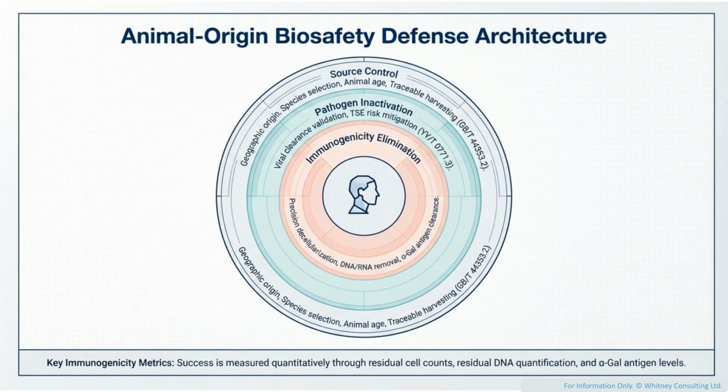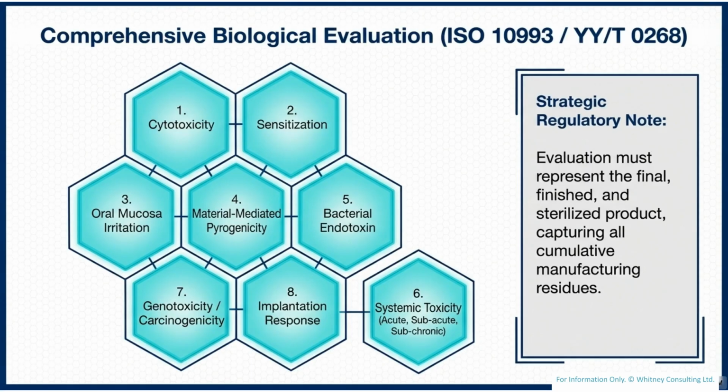The animal origin biosafety defense architecture focuses on 3 layers: source control, pathogen inactivation, and immunogenicity elimination. Success is measured through residual cell counts, DNA quantification, and alpha-gal antigen levels. Comprehensive biological evaluation follows ISO 10993 and YY/T 0268 standards, covering 8 areas, including cytotoxicity, sensitization, and systemic toxicity. The evaluation must represent the final, finished, and sterilized product.